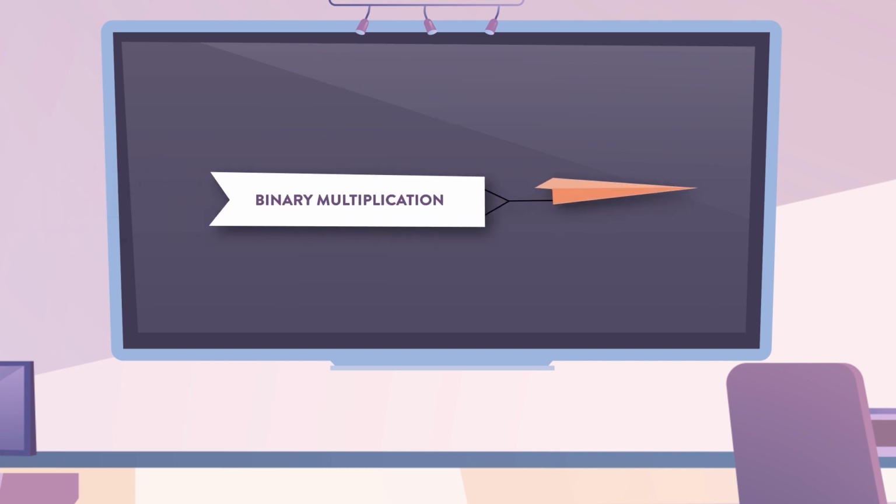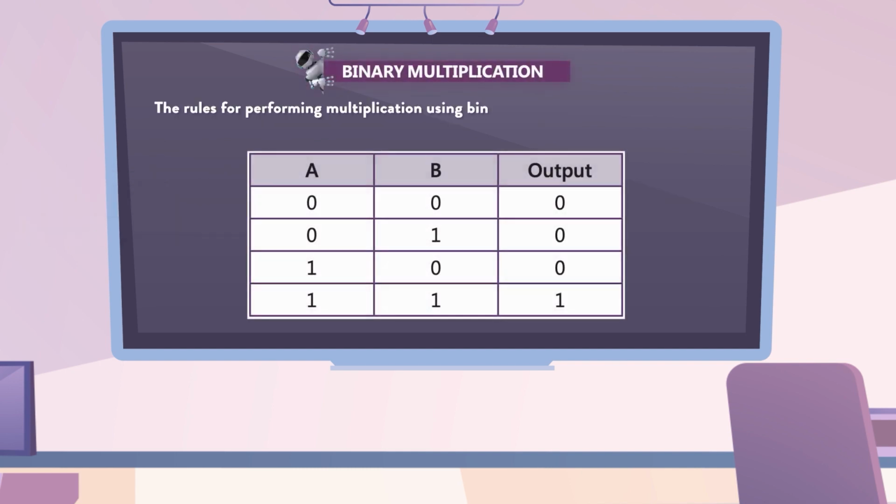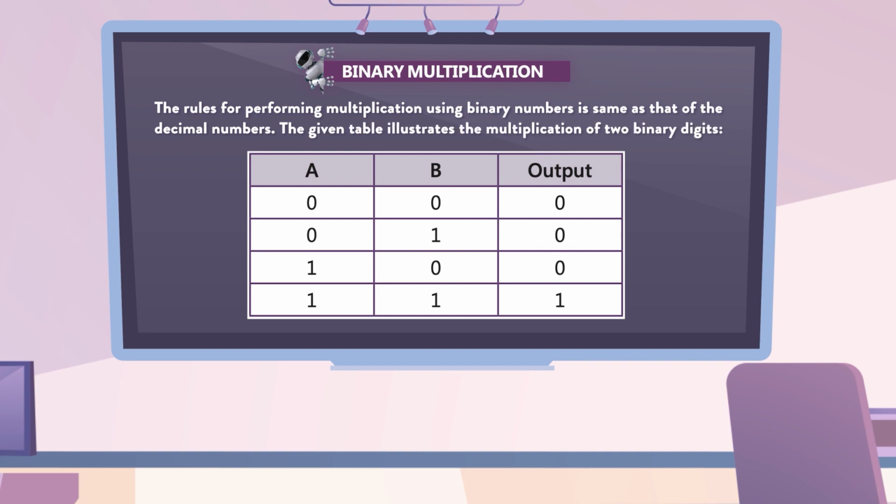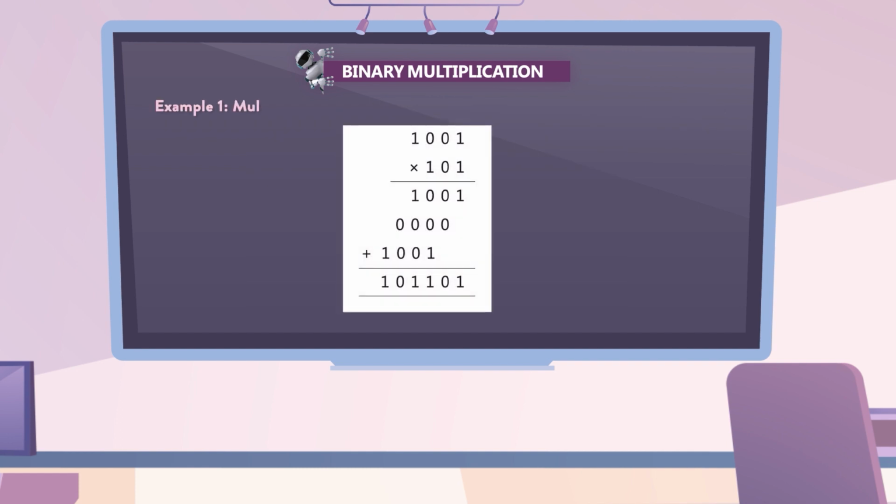Next is binary multiplication. The rules for performing multiplication using binary numbers is the same as that of the decimal numbers. The given table illustrates the multiplication of two binary digits. An example would be to multiply this number with this, which would look like this.